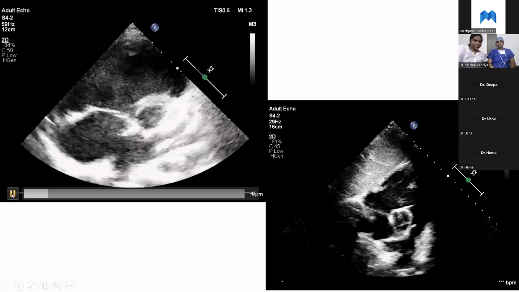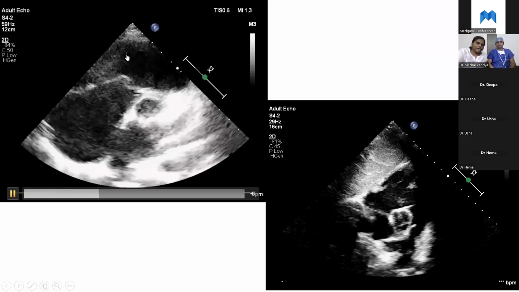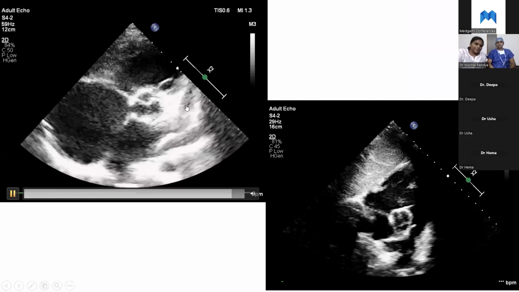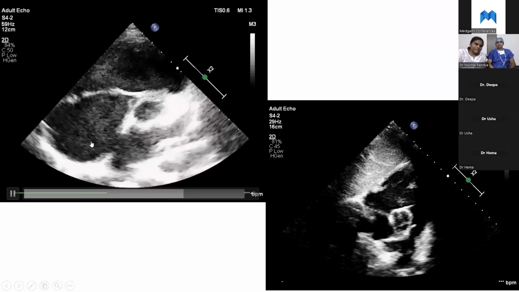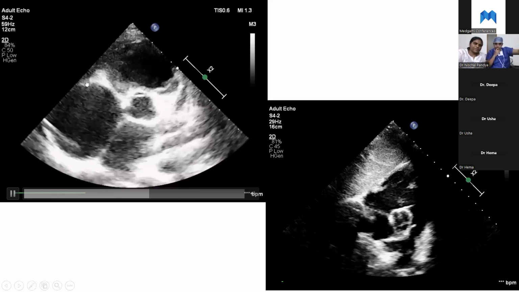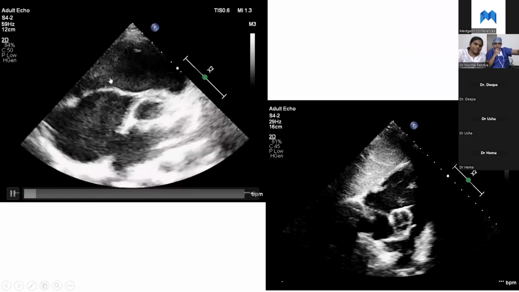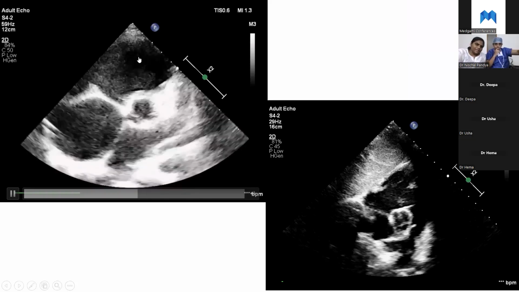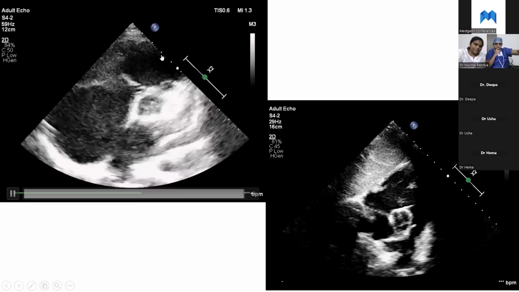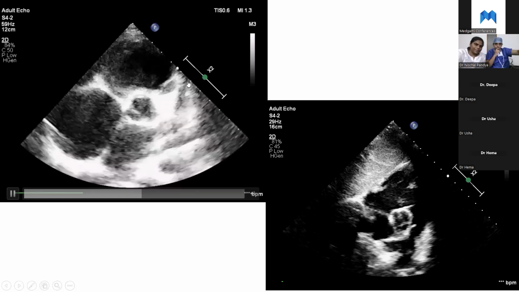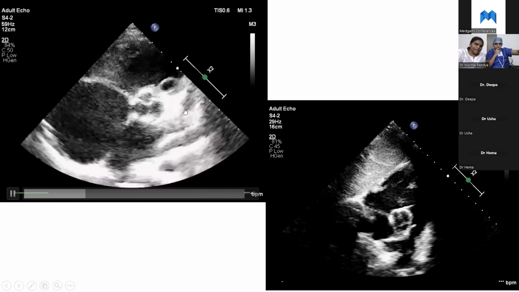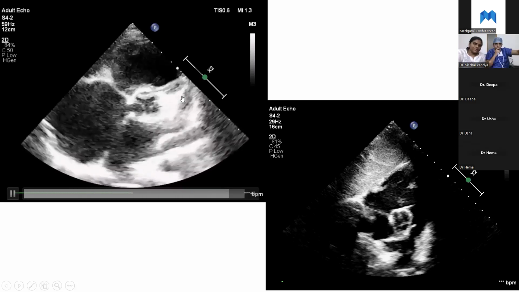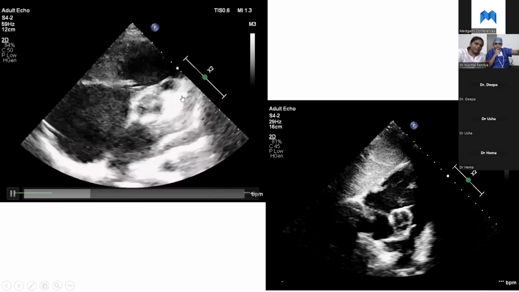Moving on to the echo correlation, this is our standard PSAX view where we can see the right ventricle. This is the right atrium with the inflow into the right ventricle, that is the tricuspid valve seen. And tricuspid, the RVOT, and then the pulmonary valve is visualized, which then opens into the pulmonary artery. The three structures are seen around the aorta.